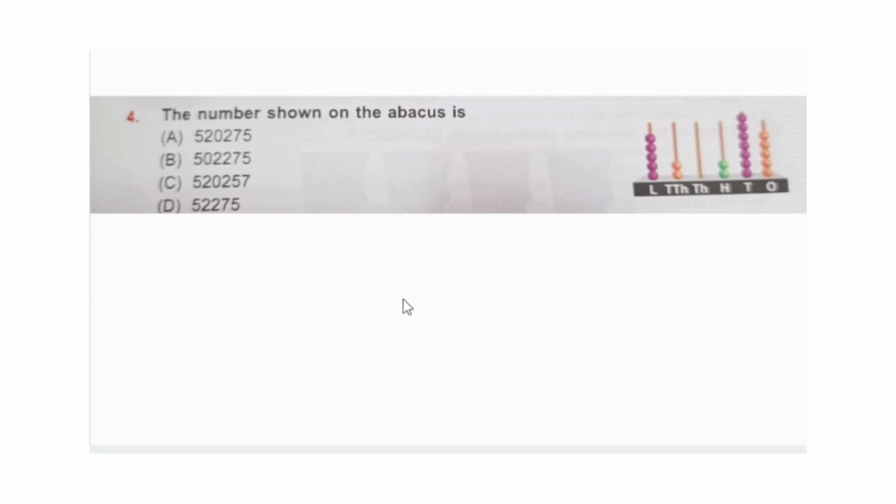Let's look at question number 4 in number sense. To be able to solve this problem based on the abacus, from the following figures, the number shown on the abacus is... To solve this problem, we need to find the number of beads representing a place value in the given abacus. Let's write from left to right. This is lakhs, this is 10,000, this is thousand, this is 100, this is tens, and this is ones.